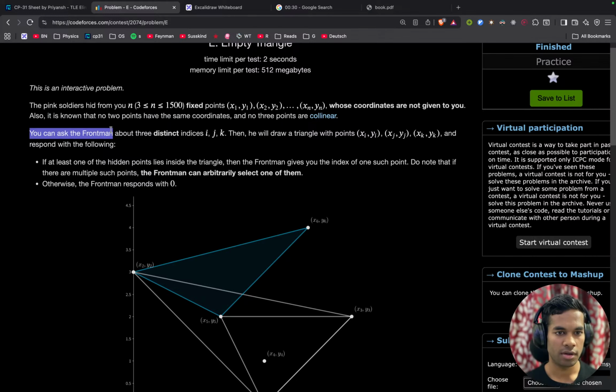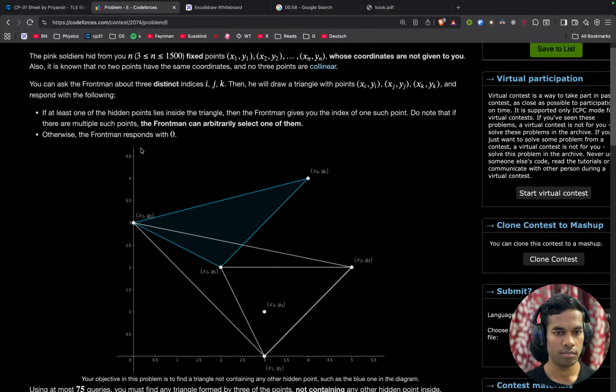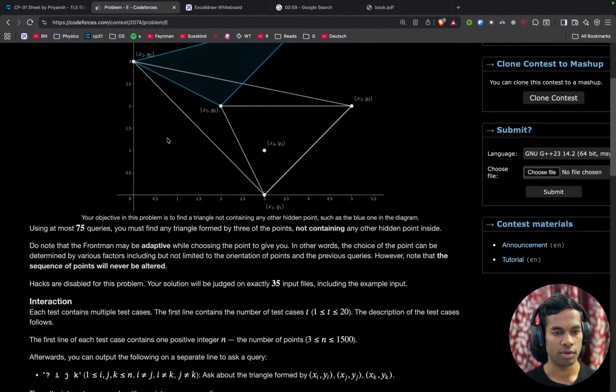You can ask the friend about three distinct indices i, j, k. Then he will draw a triangle with these points and respond as follows. If at least one of the hidden points lies inside the triangle, then the frontman gives you the index of one such point. Note that if there are multiple such points, the frontman can arbitrarily select any one of them. Otherwise he responds with 0.